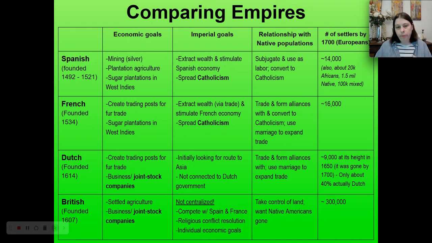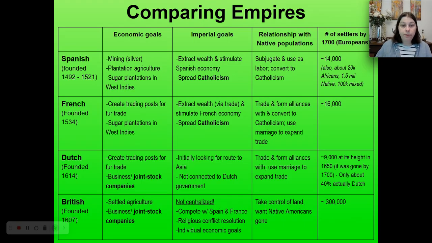They're also looking to enrich and strengthen the French state and monarchy. Their chief economic element, however, is not mining, but fur trading, especially the fur of the North American beaver, a very valuable commodity that Europeans like to make into hats and other outerwear because it's water repellent.